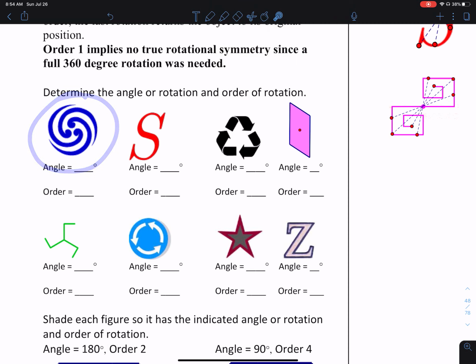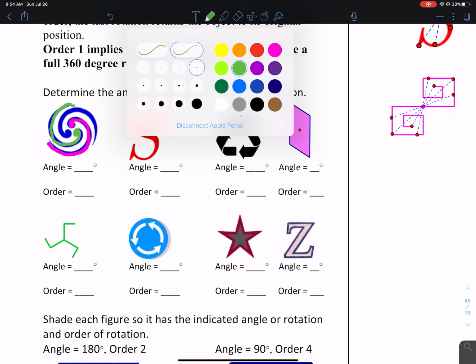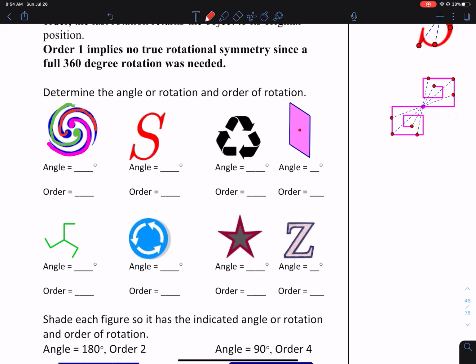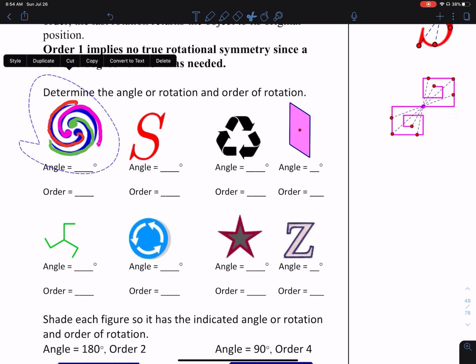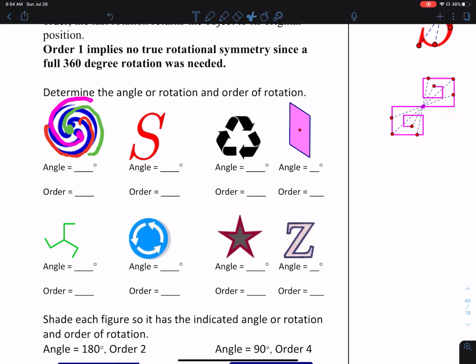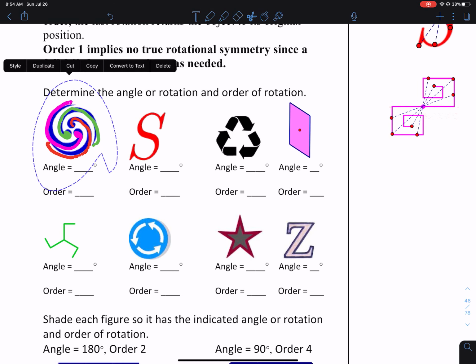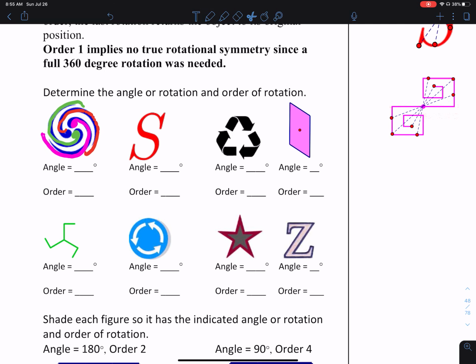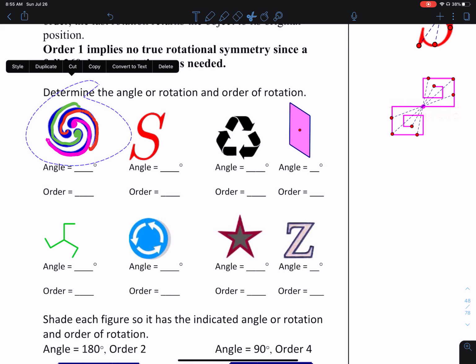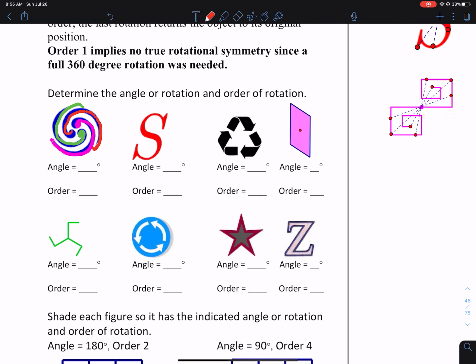Does this figure have rotational symmetry? Let me try to illustrate this for you as best I can. Could I take this and rotate it so that it ends up being on itself? Sure can. Can I do it again? Sure can. Can I do it again? Sure can. I did it 3 times. Now I'm back to where I started. Took me three different rotations and stops to get back where I started, so the order is 3.